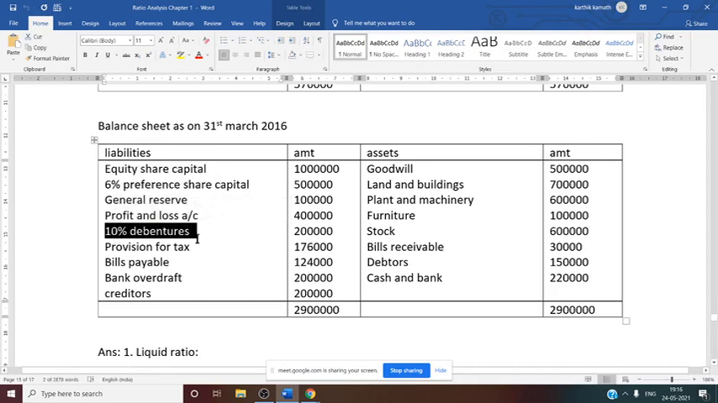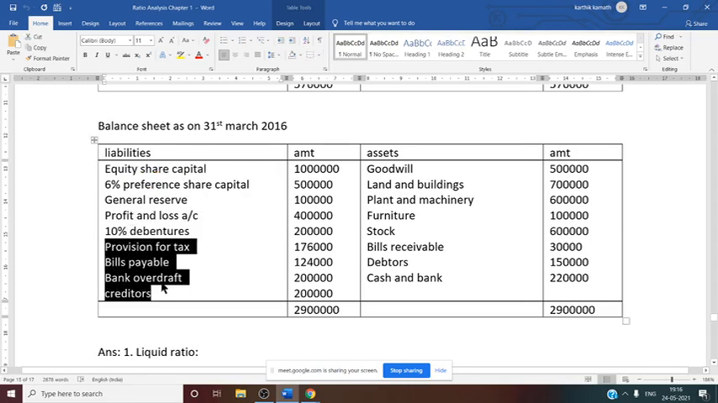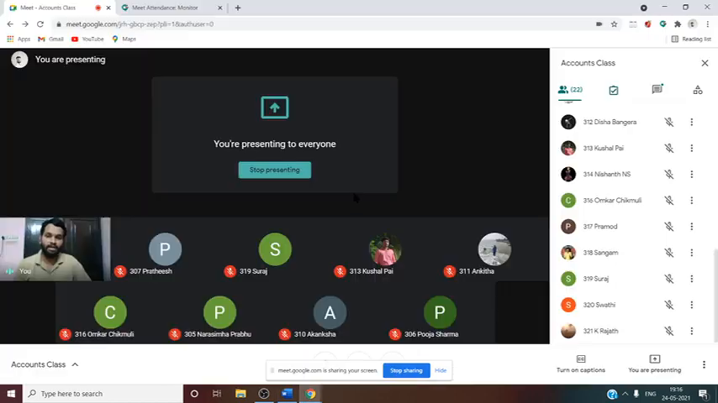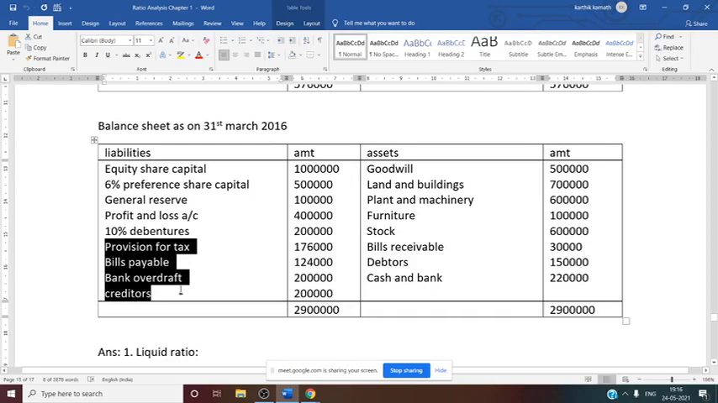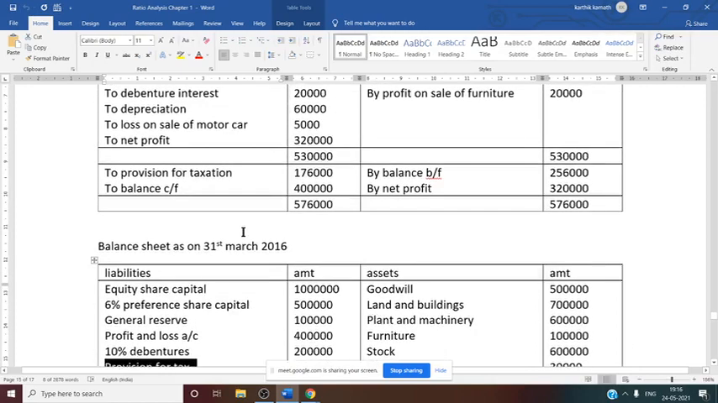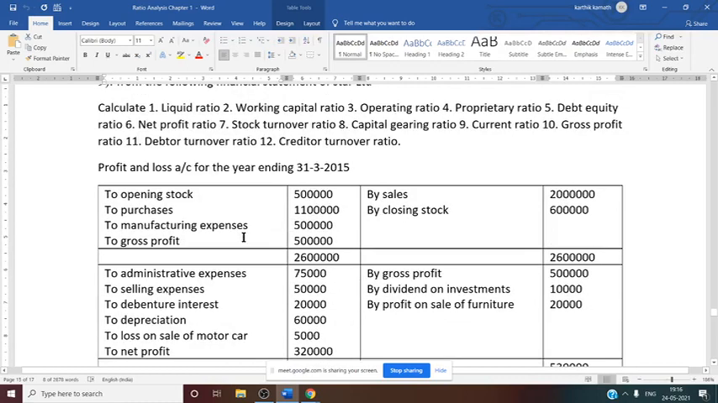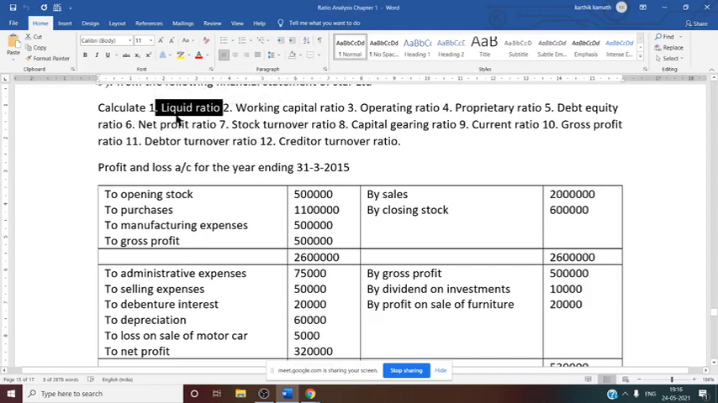10% debenture is there, right? That is long term debt, or else you can say fixed interest bearing fund. So if you see the fixed interest bearing fund, one is debenture and the second one is preference share capital. Then provision for tax, bills payable, bank overdraft, creditor, these 4 items are nothing but current liability. So now one by one we need to solve the ratios. Now see this, there are 2 statements we know, P&L and balance sheet. As per the question we will see the information and try to solve the problem.